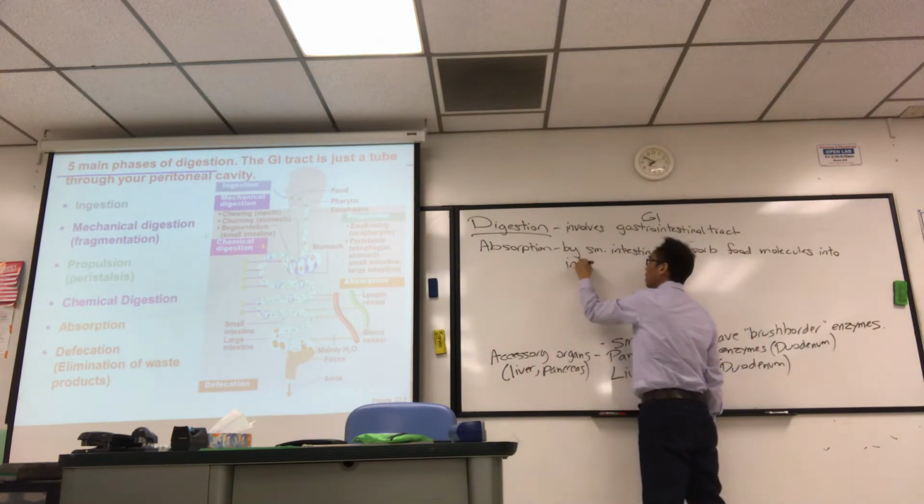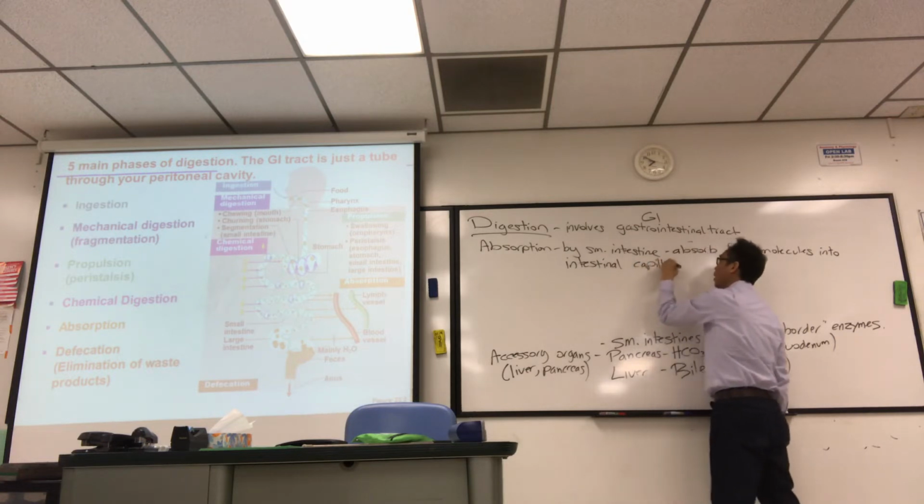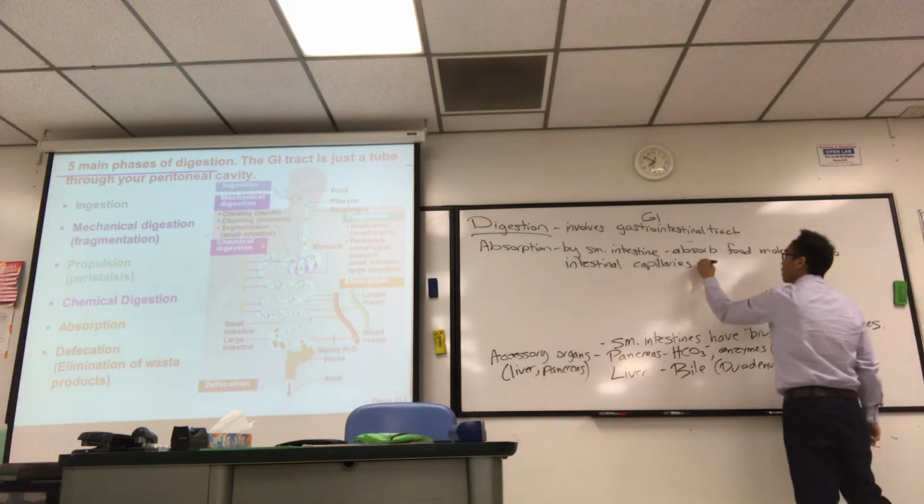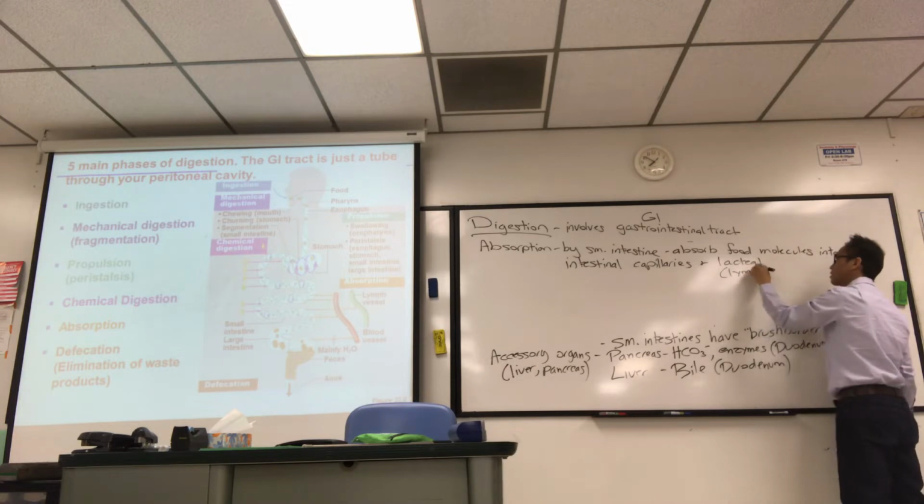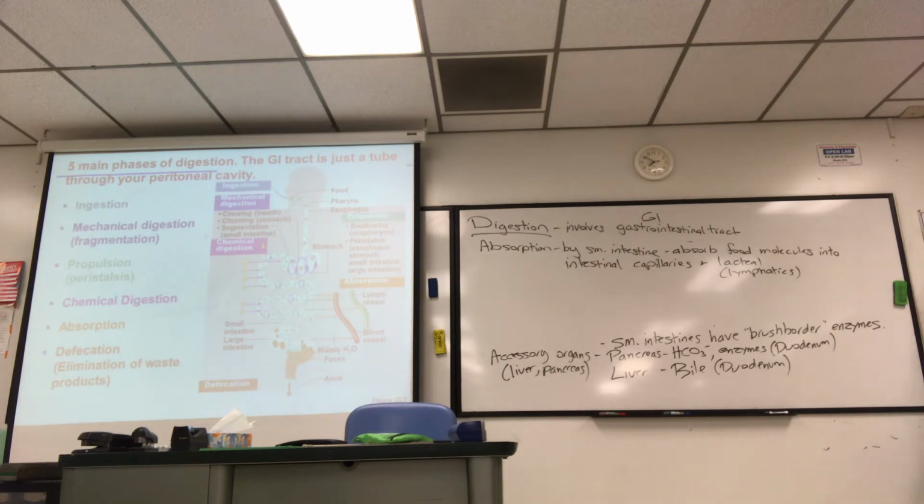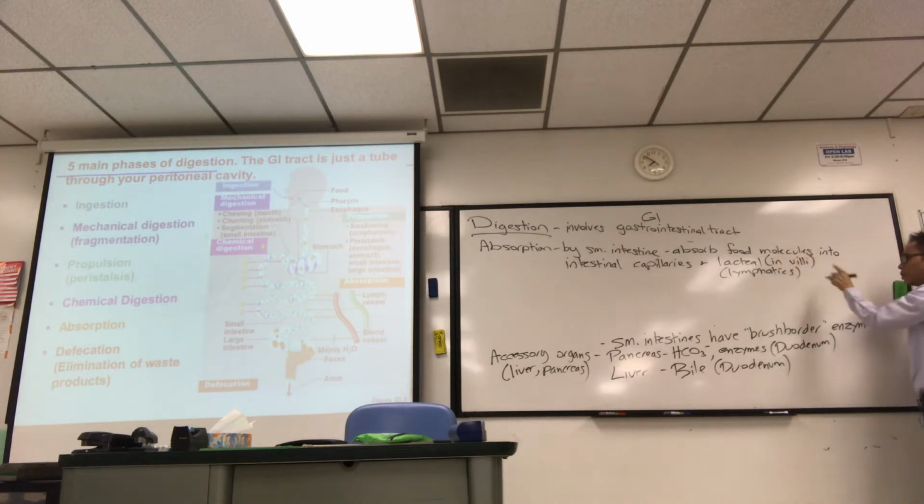You absorb the food molecules into intestinal capillaries, but also lymphatics. And the name of the lymphatic vessel is called the lacteal. So lacteals are lymphatics. Lacteals are found in the small intestines in these little finger-like projections called villi of the mucosa. I'll show you a picture of that later.